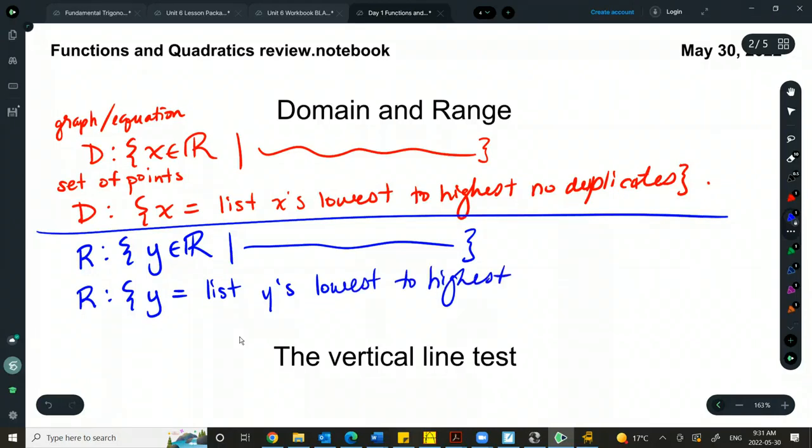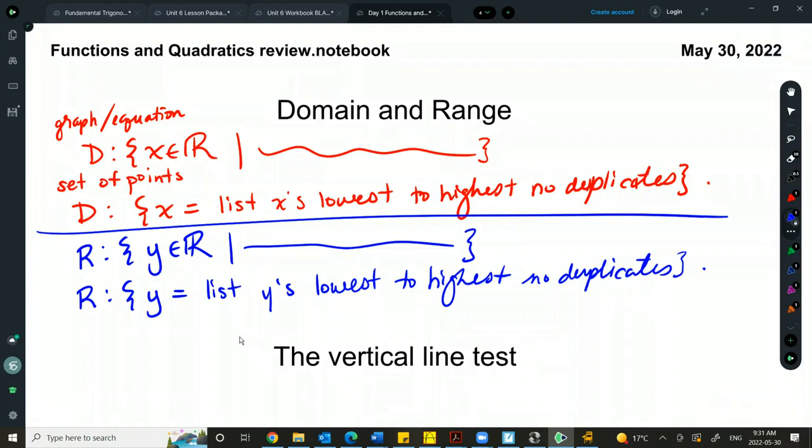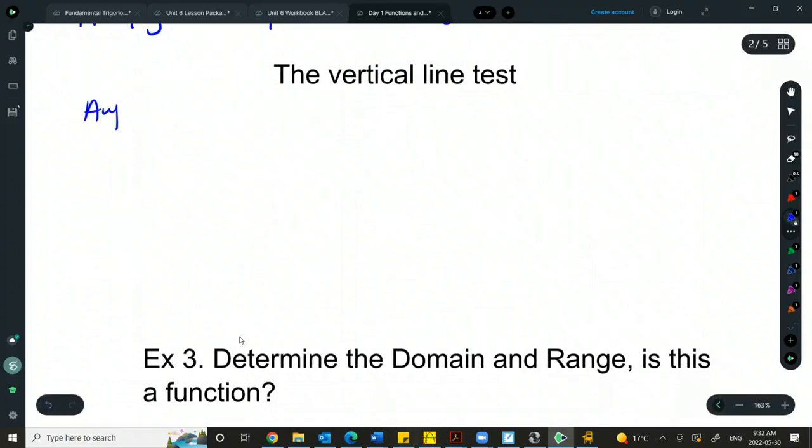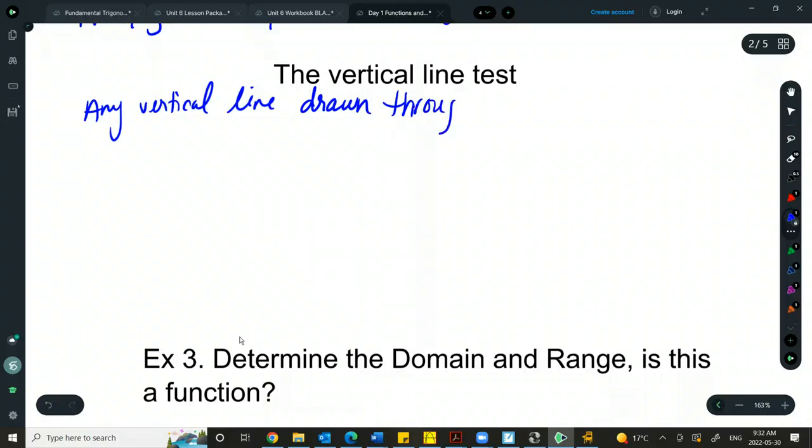Does anyone remember the vertical line test? Colin? So if you put the line straight up and it doesn't pass through twice, that's good. Okay, so any vertical line drawn through a graph should only ever cross over that graph once if it's a function.